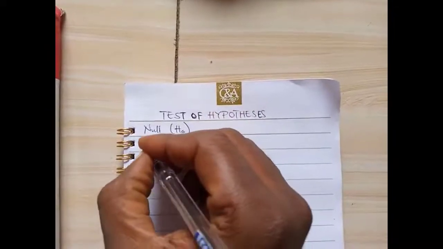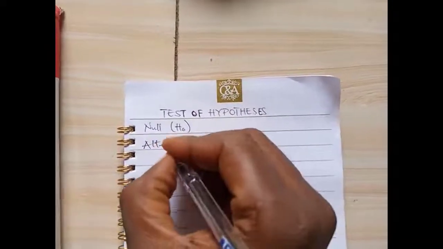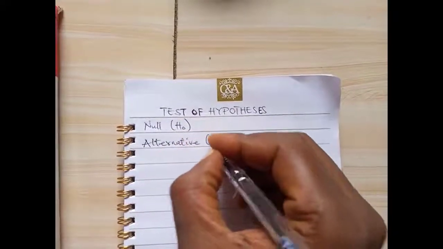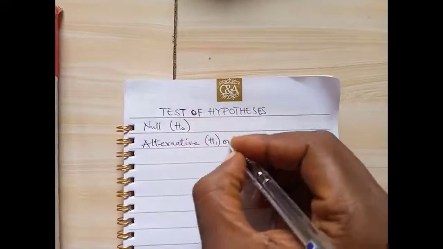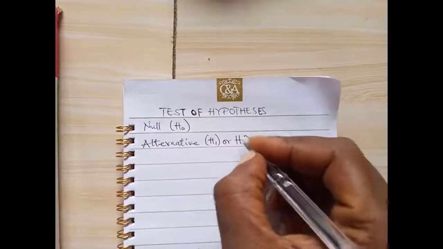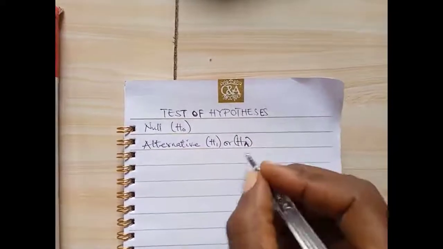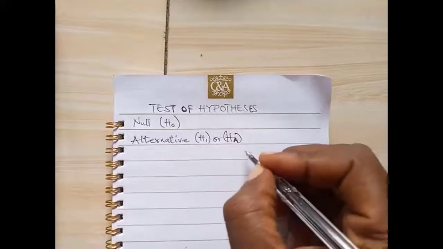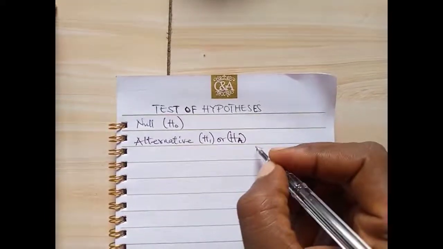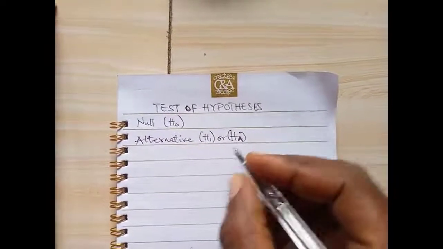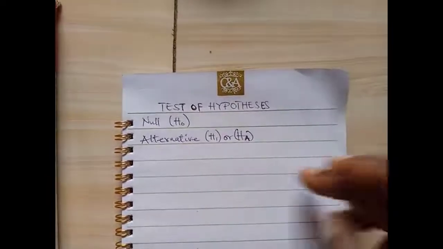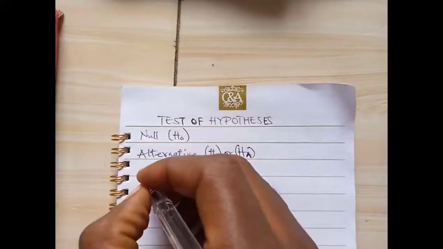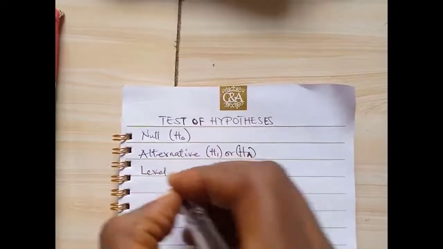The second one is the alternative hypothesis. We use H1. Some textbooks will use HA, H subscript A or H subscript 1, for it. So this is a hypothesis of difference. It says that there is a significant difference between the observed value and an assumed value. So the next thing we can talk about here is level of significance.